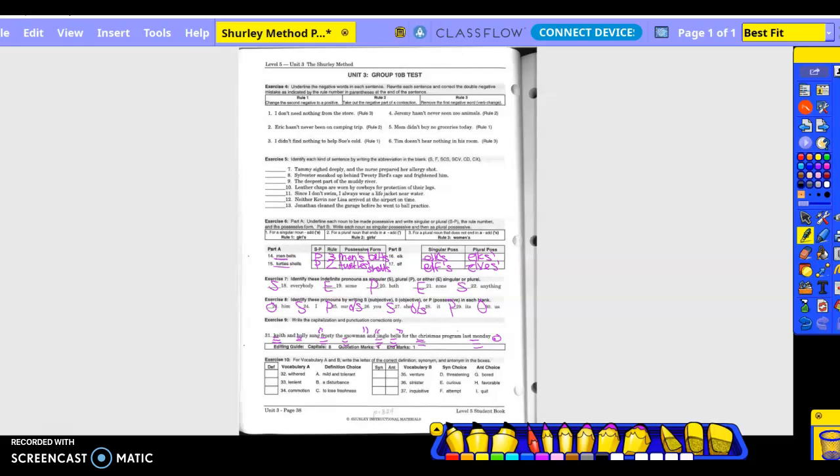Okay, so for vocabulary, A and B, write the letter of the correct definition, synonym and antonym in the boxes. Okay. So, withered would be, what is its definition? To lose the freshness. So, letter C goes here. And remember, these boxes go together. And then these boxes go together. And then the synonym goes in these boxes. And the antonym goes in these boxes.